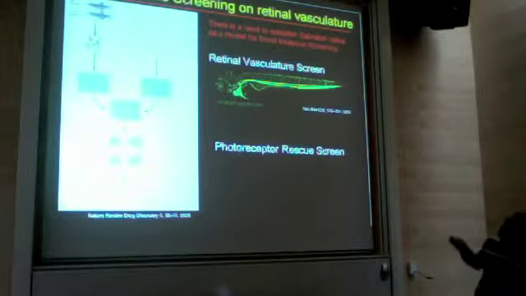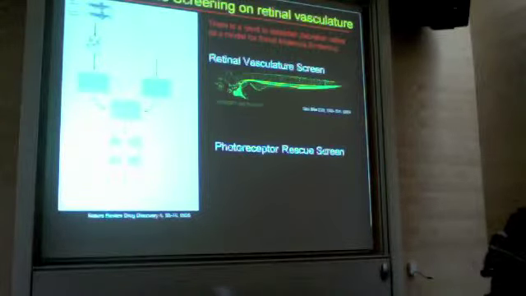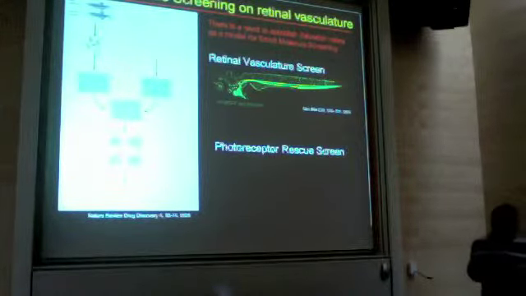two different processes, retinal vasculature and photoreceptor rescue. So I will not be discussing photoreceptor rescue today because it is still going on. For the retinal vasculature screen, we used transgenic FLI1 EGFP expressing fish and FLK1 GFP expressing fish.